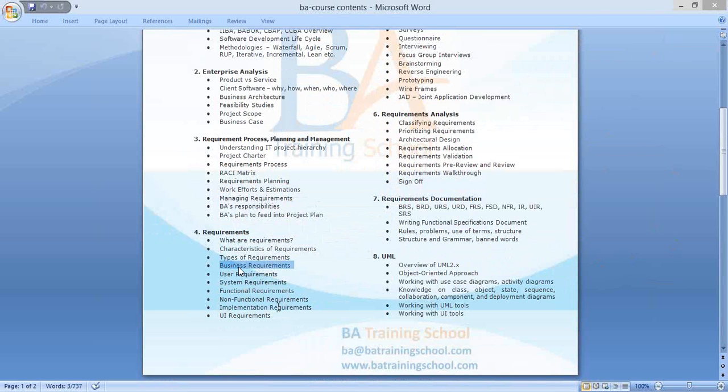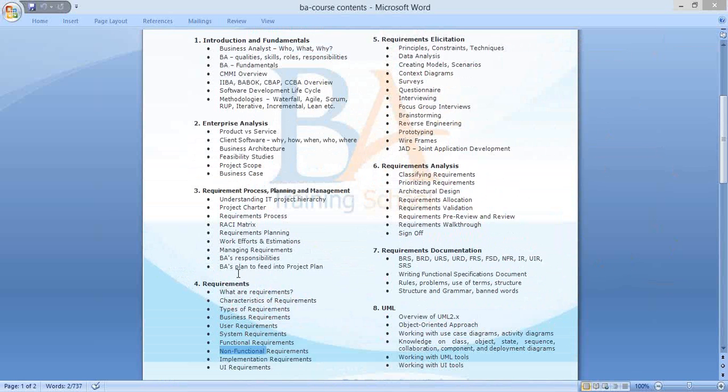So the structure means you will be writing different types of requirements in different documents, which includes the business requirements, user requirements, system requirements, functional, non-functional, implementation, and UI requirements. And then you'll have different elicitation techniques, like data analysis or surveys, diagrams, interviewing, focus groups, brainstorming, reverse engineering, prototyping, wireframes, chat, etc.